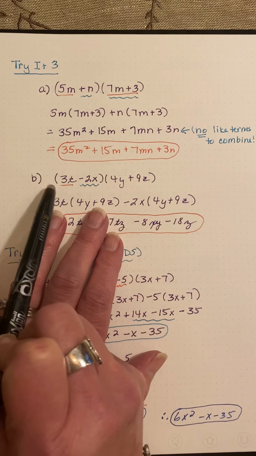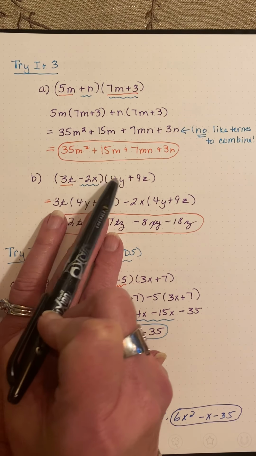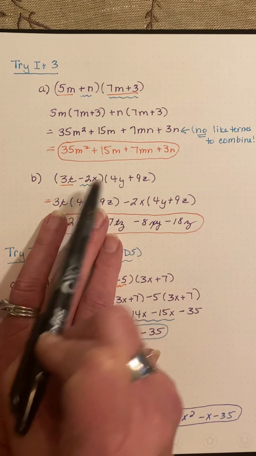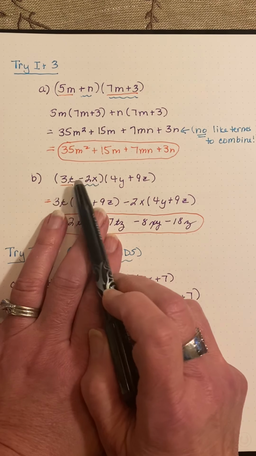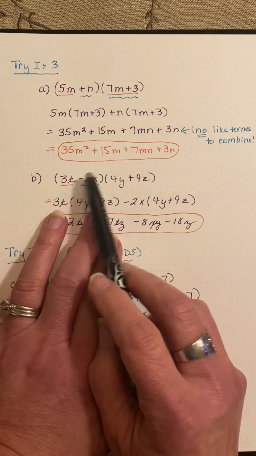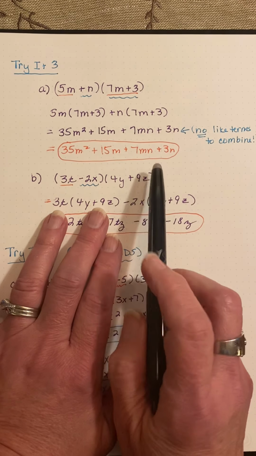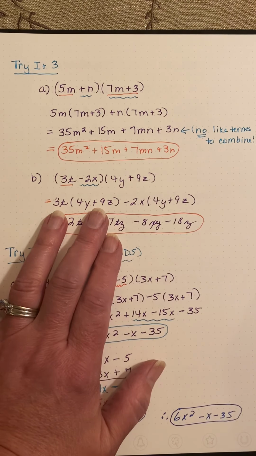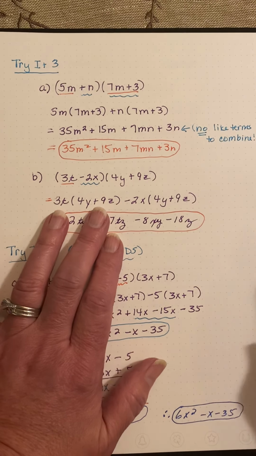Our next problem, letter B, 3t minus 2x times 4y plus 9z. Notice how I try to write in cursive if I can. Sometimes the printing works, sometimes it doesn't. But those z's, for me, I always have to put a little slash mark because my z's and my 2's look the same. So I sometimes get mixed up if I don't do that.